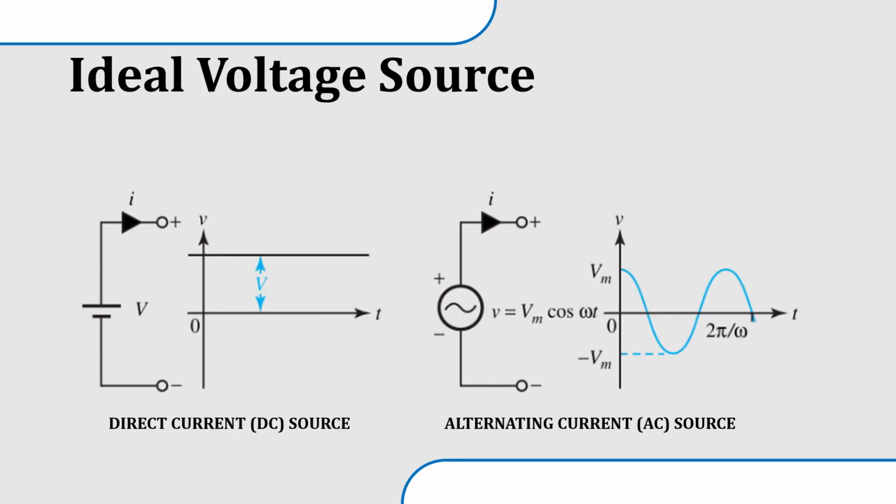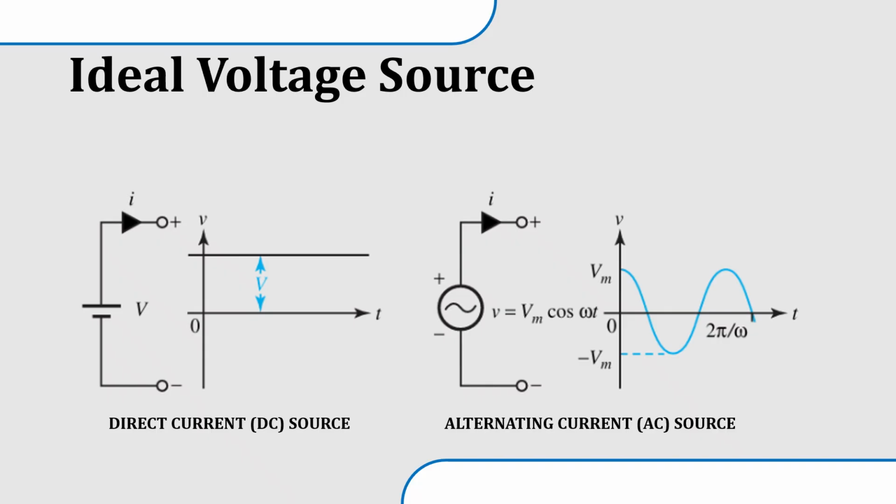Batteries and wall outlets are electric sources we are usually familiar with in our day-to-day lives. These are voltage sources. An ideal voltage source is one whose terminal voltage is a specified function of time, regardless of the current through the source.